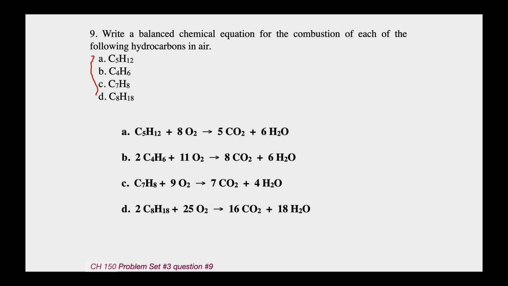2 C8H18 plus 25 O2 makes 16 CO2 plus 18 H2O. I'm putting this equation up last for a reason. This is the balanced equation for the combustion of octane, which is usually the main ingredient of gasoline in a gas-powered vehicle. So if you used your gas-powered vehicle today, or if you even have one, this is the equation you used.